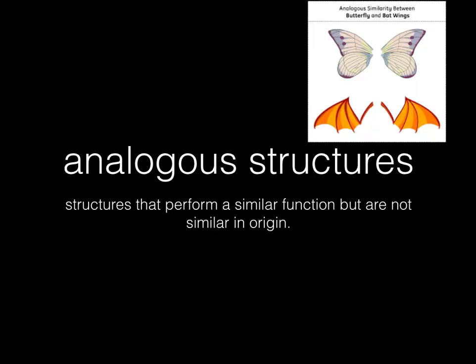An analogous structure is a structure that performs a similar function but is not similar in origin. So they've adapted to their environments from different branches or different origins, and they've established an adaptation that suits their environment. So we have here butterfly wings and we have bat wings. These are analogous structures because they perform a similar function, but they are not from a similar origin.